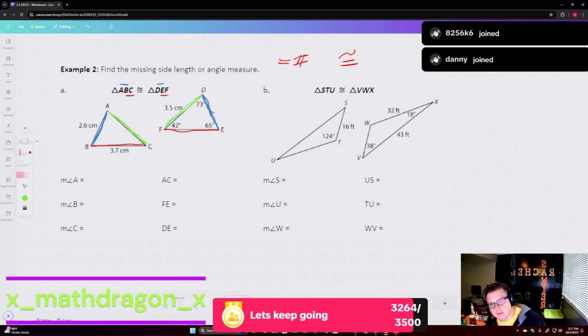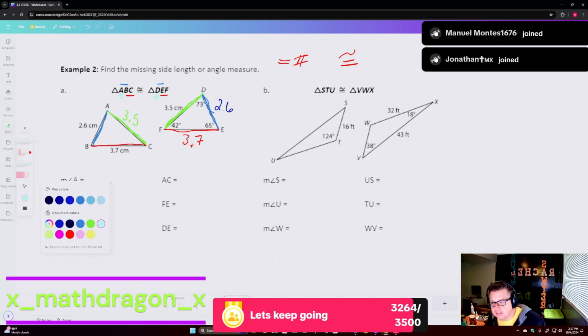First to last. So the green side is going to be 3.5, because the green side over here is 3.5. The blue side is 2.6, so the blue side over here is going to be 2.6. And then the red side, 3.7, is going to be 3.7 over here. Now, whether you can catch on to the angles or not, that could be a little trickier, but angle A is going to be the same as angle D. So whenever you see angle A, make angle D the same measure.